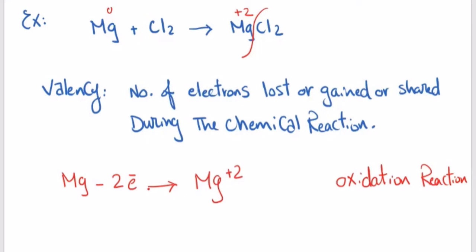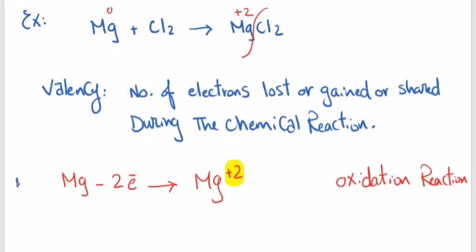And you will ask yourself, why will magnesium lose only 2 electrons? Because if you remember, the electronic configuration of magnesium, atomic number 12, is 2, 8, 2. So the 2 valence electrons will be lost, which means the valency of magnesium will be positive 2.